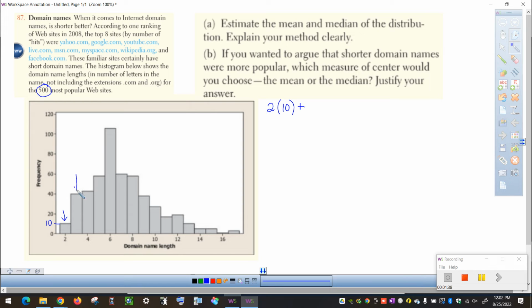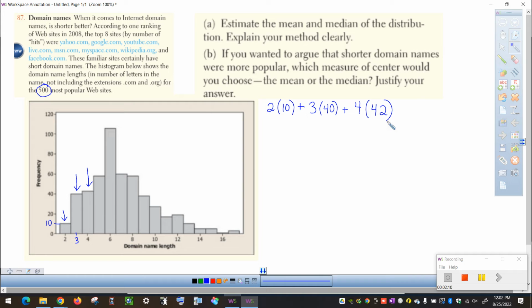The next rectangle indicates that about 40 websites have a domain length of 3 letters. So 3 letters multiplied by 40 websites would give us a total of 120 letters for that part. The next one looks like it's just a little bit above 40, so I'm going to estimate that to be about 42. So 42 websites had a domain name length of 4 letters, and we'll do 4 letters multiplied by 42.